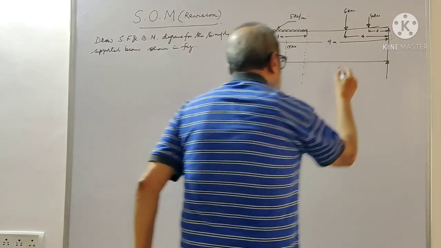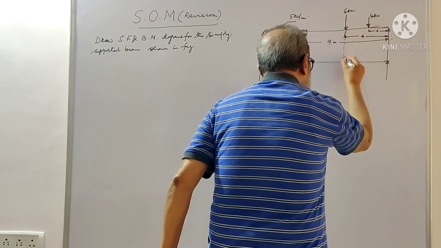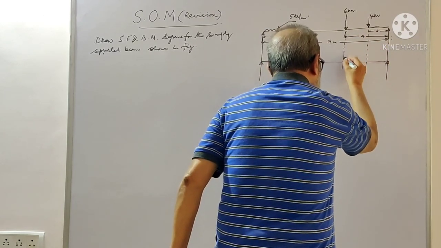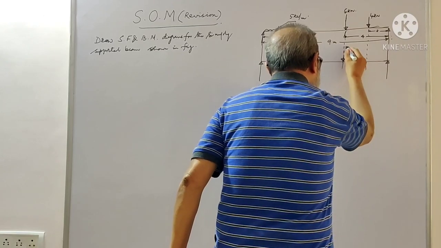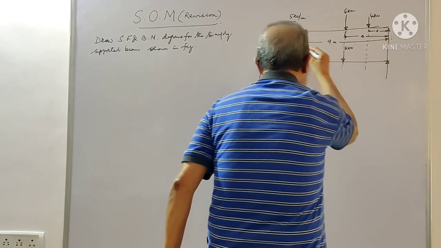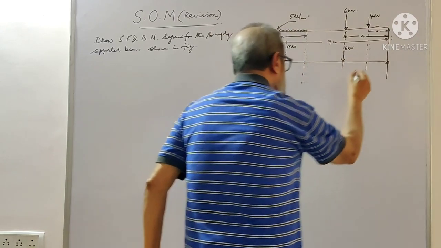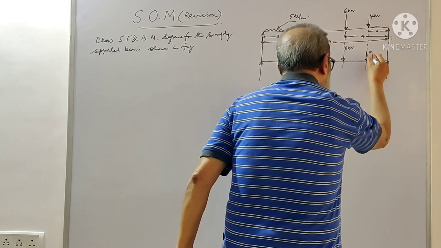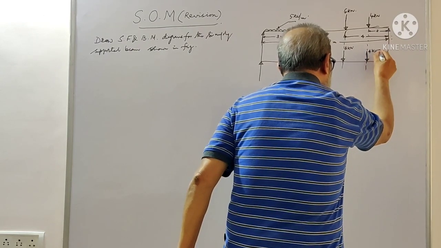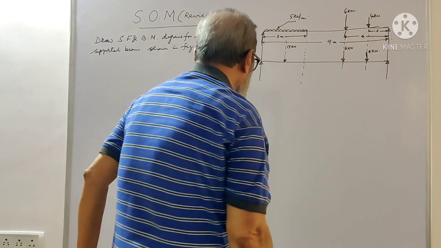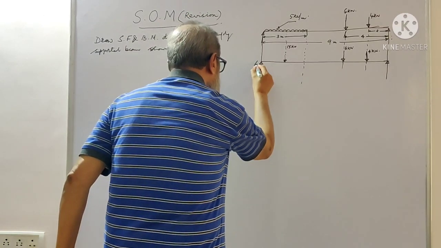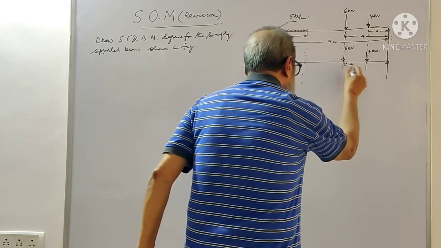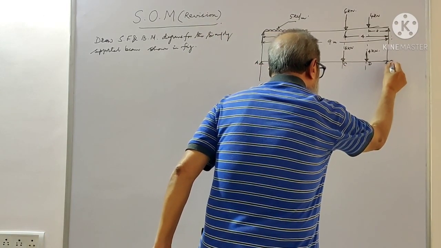Here, these two are original point loads. This is 6 kilonewton point load. This is not an original point load; I have converted that UDL into a point load, whereas these two are point loads. Now I will give these points names A, B, C, D and E.